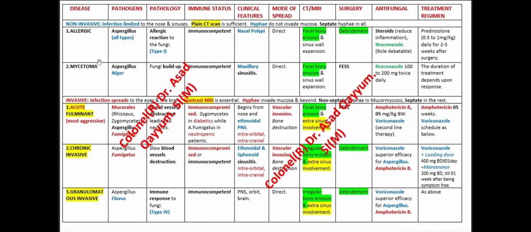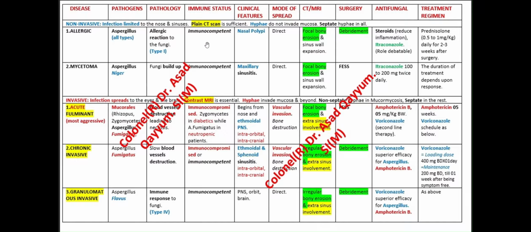Pathology in allergic: it is an allergic reaction type 1 to all types of fungi. In mycetoma, there is fungus buildup. In acute fulminant, there is blood vessel destruction leading to necrosis. Similarly, in the chronic invasive disease, again there is blood vessel and bone destruction. And lastly, in the granulomatous subtype, there is immune response to fungi, which is type 4 hypersensitivity reaction.